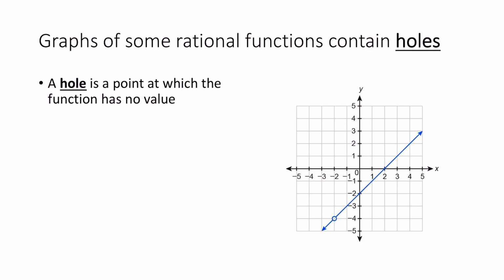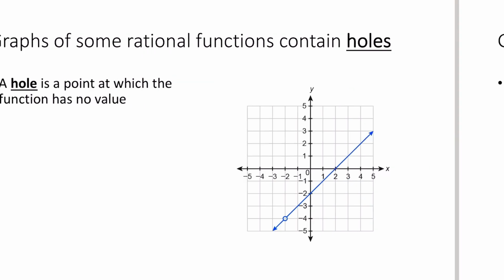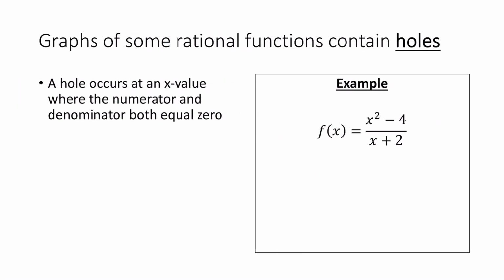So remember, there are some points on rational functions where it doesn't have a value. It will be seen as a hole on the graph. The hole will occur at an x value where the numerator and denominator both equal 0, and that happens when you have a common factor in the numerator and denominator.